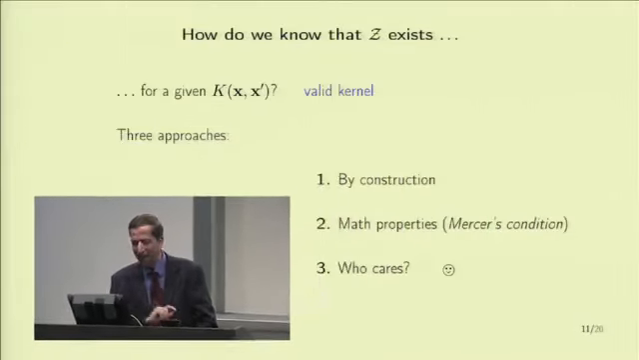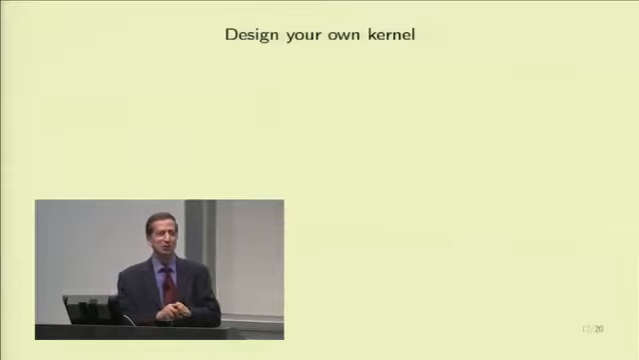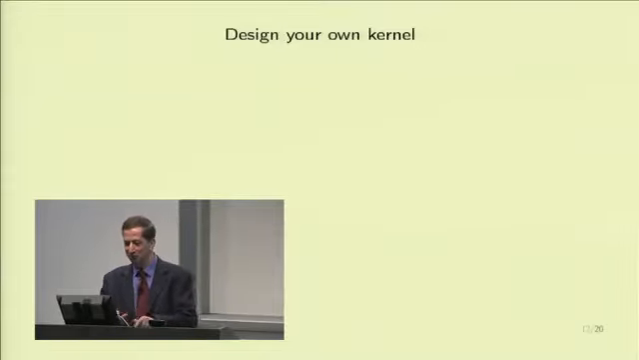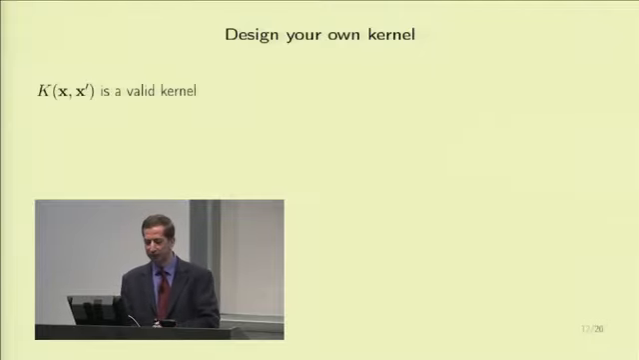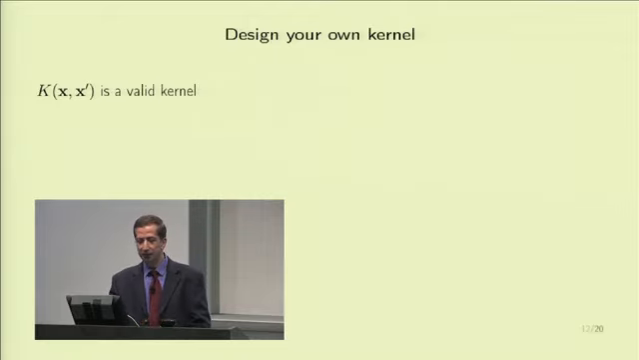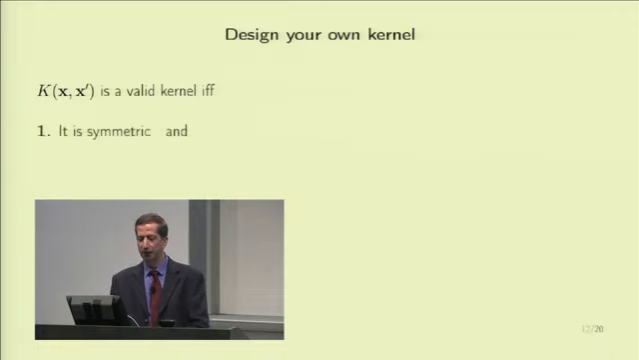So let's go for the mathematical route, if you actually care, rather than who cares. If you design your own kernel and you want to see what happens, here is the condition. The following statement holds: the kernel that you wrote down is a valid kernel, that is, the Z space that you're talking about actually exists, if and only if two conditions in conjunction are satisfied.